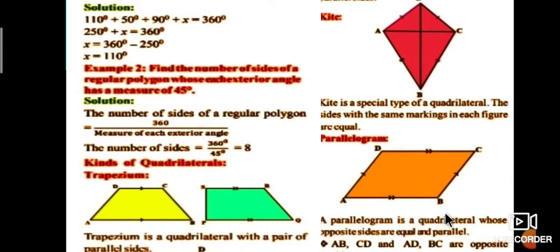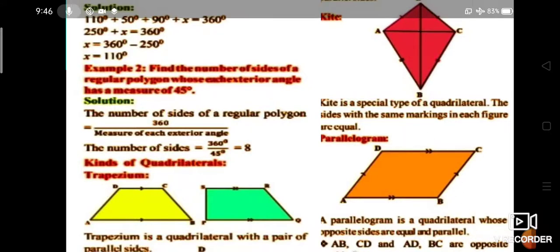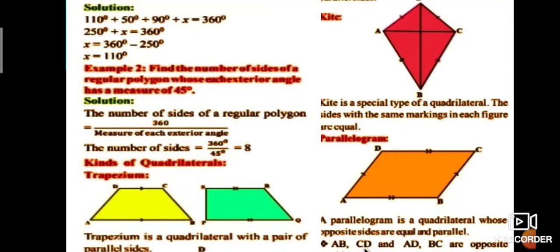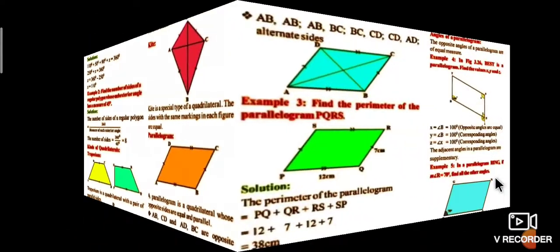ನೋಡಿರಿ, ಪ್ಯಾರಲೋಗ್ರಾಮ್ ಇಸ್ ಎ ಕ್ವಾಡ್ರಿಲ್ಯಾಟರಲ್ whose opposite sides are equal and parallel. Such a quadrilateral is called a parallelogram. A parallelogram is a quadrilateral whose opposite sides are equal and parallel. Is it understood? Such figures are called parallelograms. For example, AB and CD are equal and parallel. Similarly, AD and BC are opposite sides which are equal and parallel.